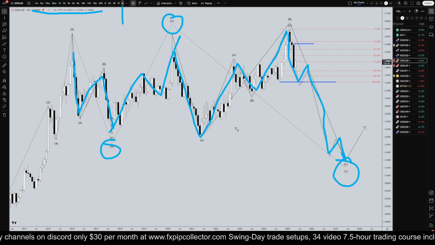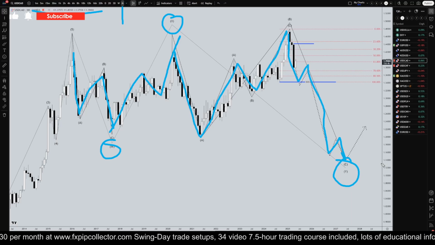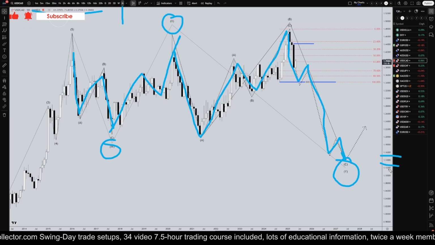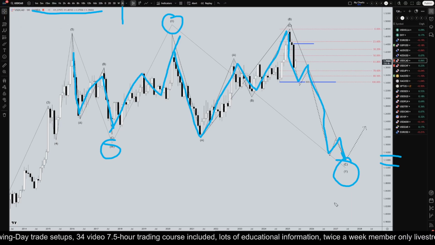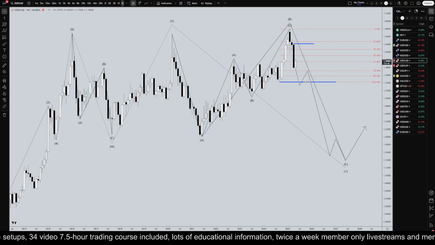I personally think the US dollar CAD is going to end up probably someplace around the 1.14 to maybe 1.16 area over the next year or two. So definitely going to continue to be very, very bearish on the dollar CAD probably for at least another year or more.